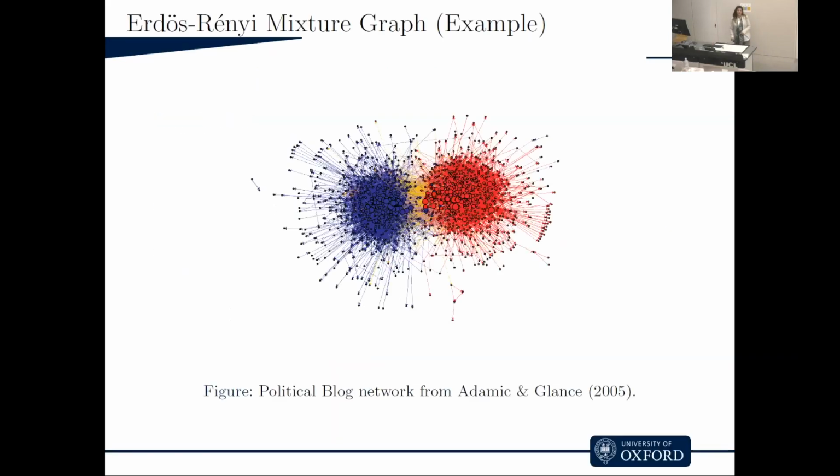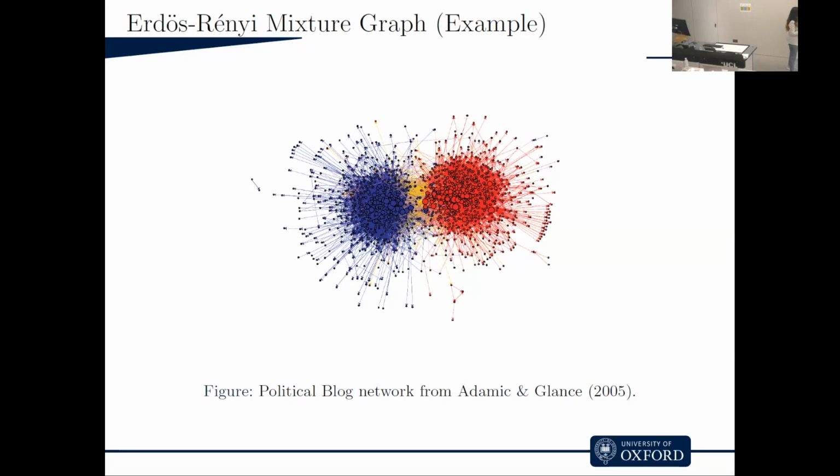So first, what are ER mixture graph models? They are models for networks, and what kind of network? It's a special case of stochastic block models where the nodes, or vertices, are divided into a partition into groups according to some characteristic of interest. And the special case in ER mixture graph models is that we know the group identification of each node.